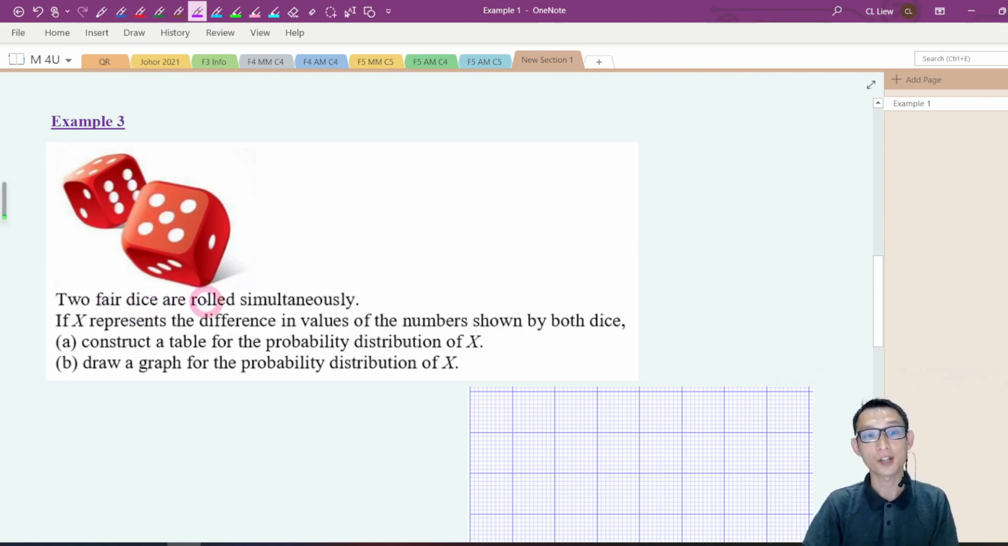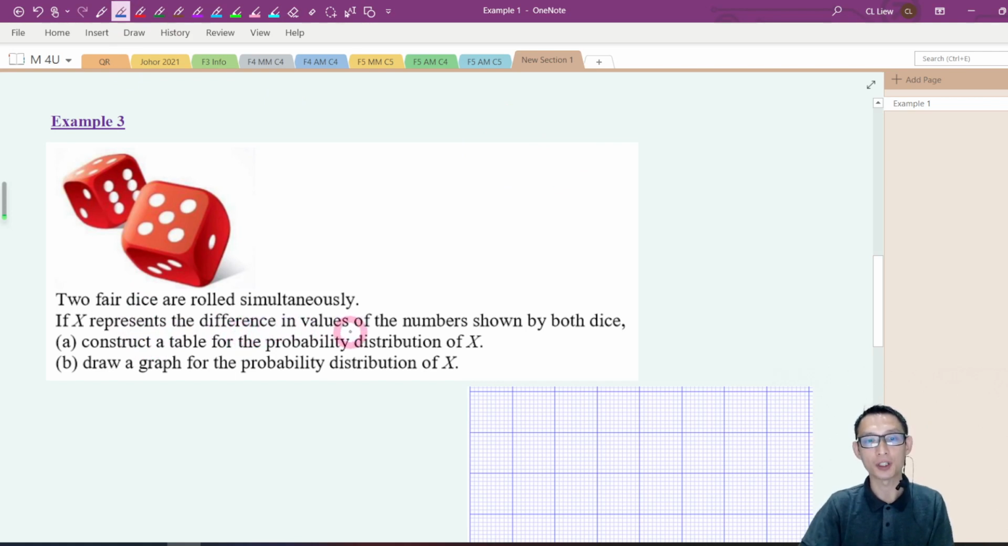Two fair dice are rolled simultaneously. We have two fair dice. If x represents the difference in value of the number shown by both dice, what does it mean? If let's say first dice you get 1, second dice you get 6, the difference will be 5. If let's say for example first dice you get 4, second dice you get 3, the difference will be equal to 1.